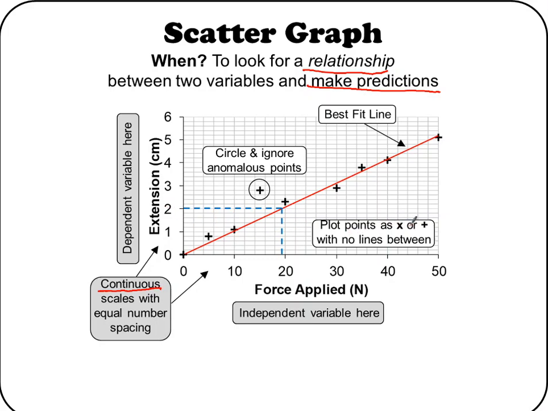You plot your points as crosses or pluses. I really like pluses. A best fit line should not join the points. It should go with roughly equal numbers on either side, trying to minimise the distance between the points and the line. And if you think, as in this case, this point here is just well off, you can give it a circle and ignore it, so you don't curve your best fit line to go through it.